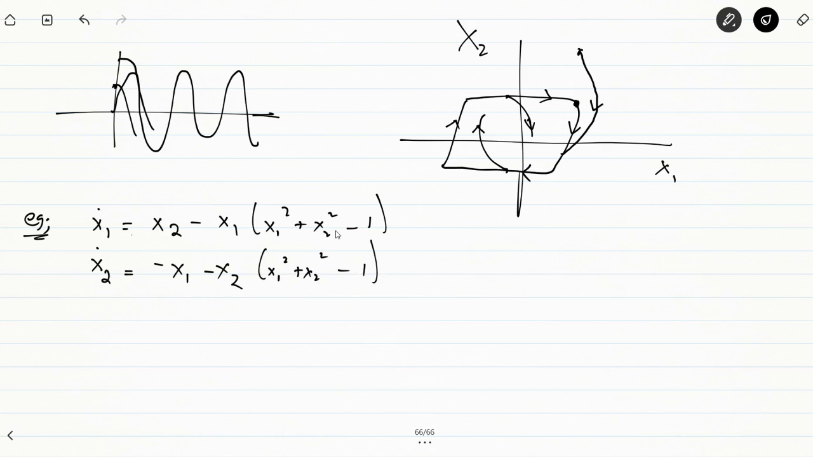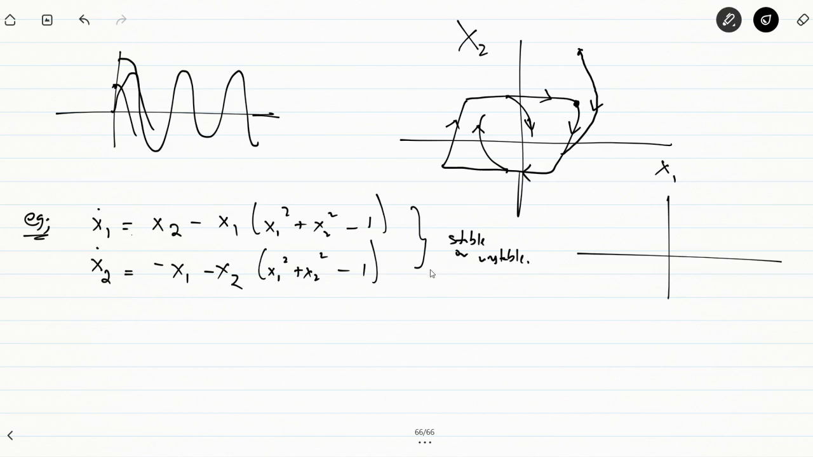So if you try to plot x1 versus x2 for this very system, you will see there will be a limit cycle. That means there will be a closed curve, and the system will either remain in that closed curve or actually tend to diverge away from that closed curve. So you have to see whether this system will be stable or unstable.